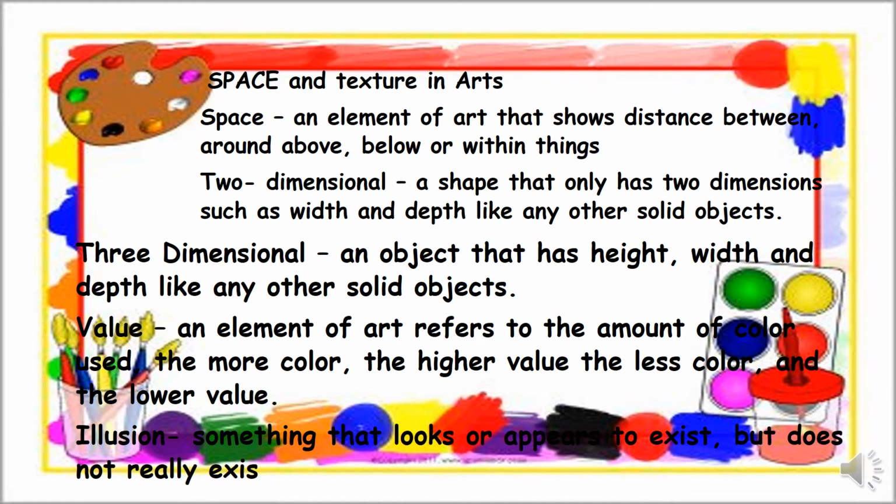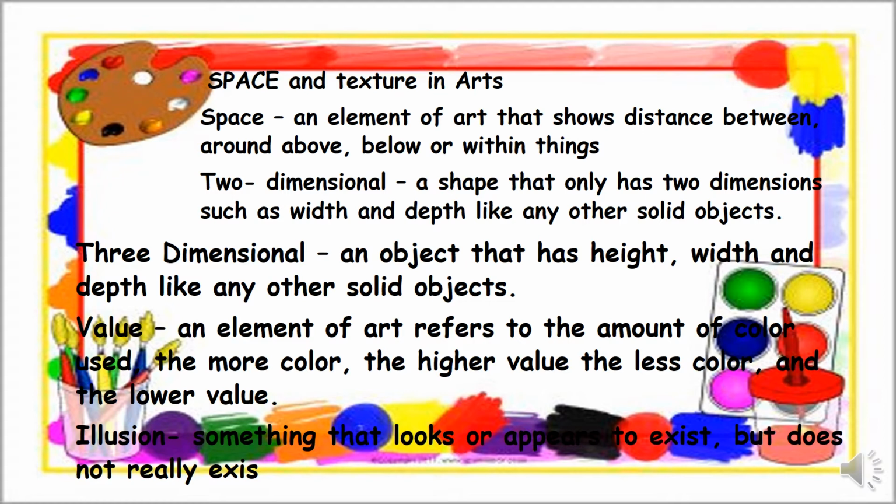Space and textures in arts. Space in arts is an element of art that shows distance between, around, above, below, or within things. Two-dimensional, a shape that has only two dimensions such as width and height. Three-dimensional, an object that has height, width, and depth like any other solid objects.